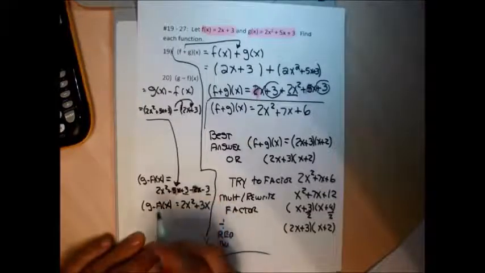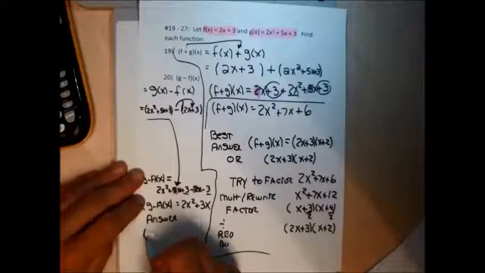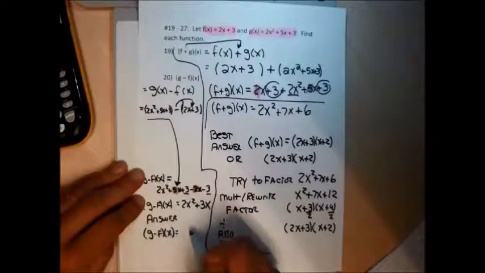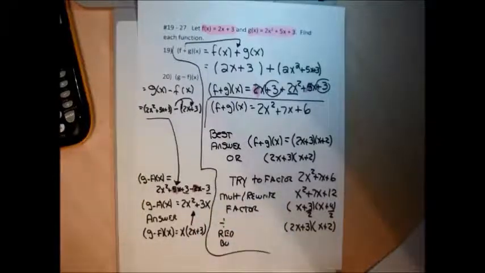The 3's canceled. And when I go to write my answer, if my answer is factorable, I should factor it. I'm going to factor out a common factor of an x. I don't need to write the original problem next to my answer, but I usually do. And that's what you get when you factor out that common factor of an x.